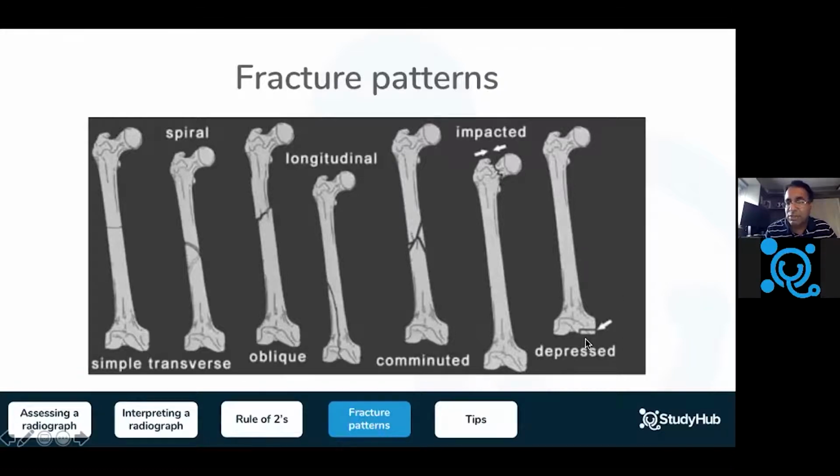And a depressed fracture is where, say for example in this particular region of the condyle here, it's just pushed up against each other. It's almost like compressed over there, and that's a depressed fracture.